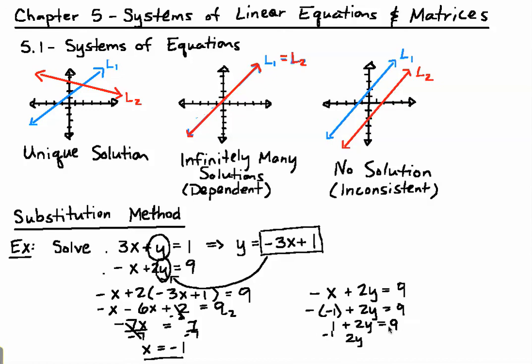Subtracting 1 from both sides gives us 2y equals 8. When we divide by 2, we get y equals 4. So our final answer is (negative 1, 4). This is where our two equations will intersect each other.